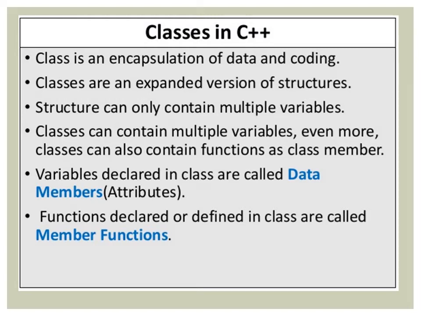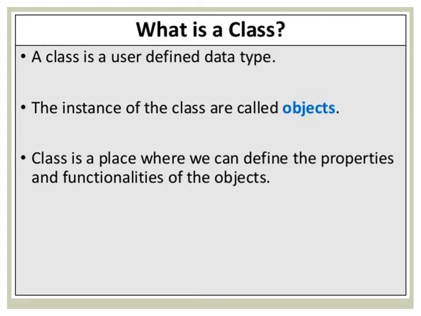Variables declared in a class are called data members. Okay, so whatever variables we declare in a class, we call those variables the data members, that is the attributes. And functions declared or defined in a class are called member functions, that is the behavior.